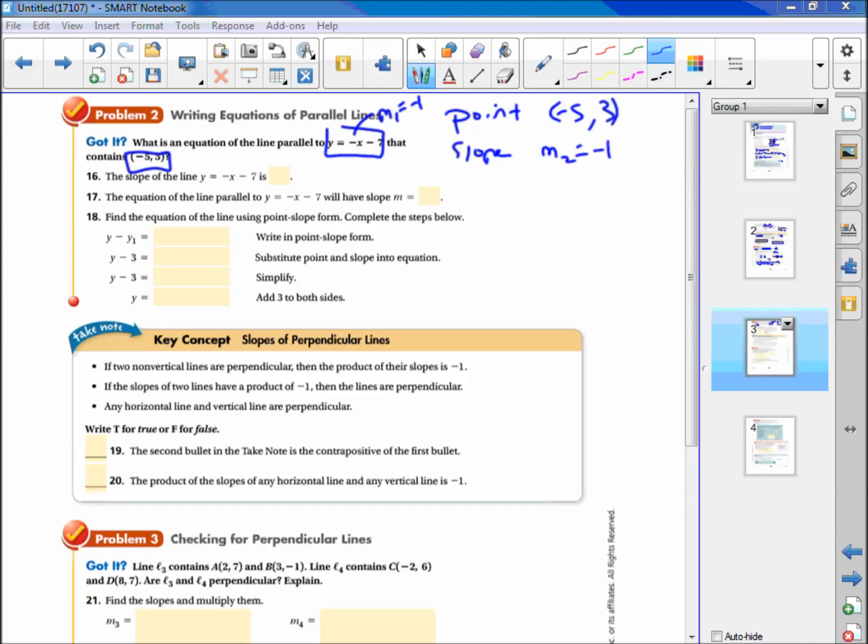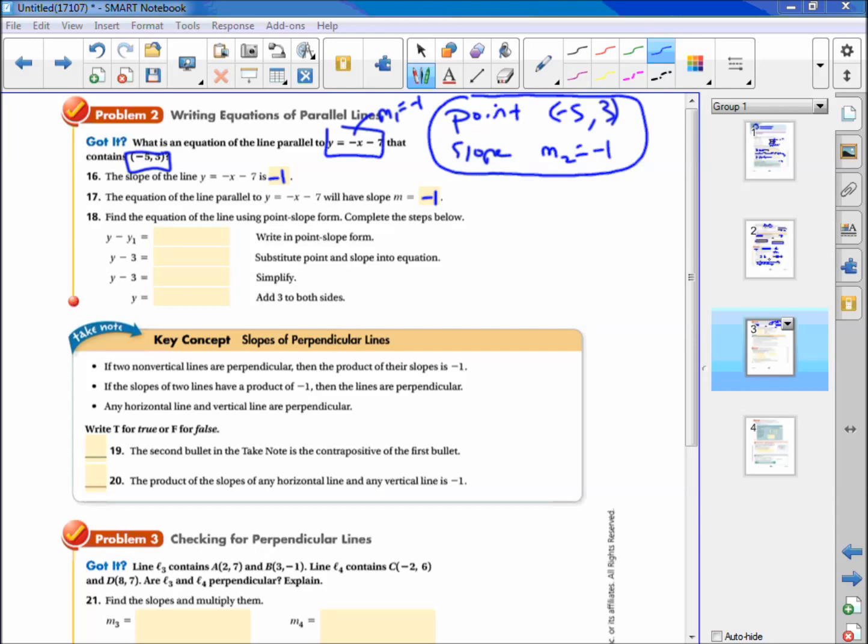Okay. So the slope of the line y equals negative x minus 7 is negative 1. The equation of the line parallel to y equals negative 7 minus x will have a slope of negative 1 also. Okay, so find the equation of the line using point slope form because that's what we were given. We were given a point and a slope. The slope just came a little bit disguised.